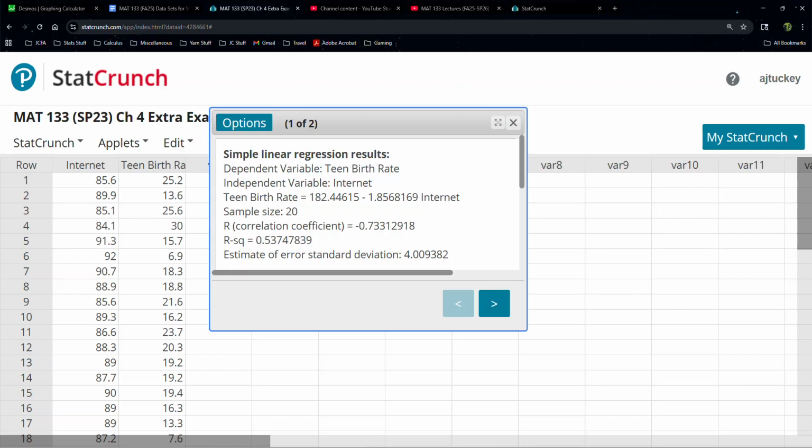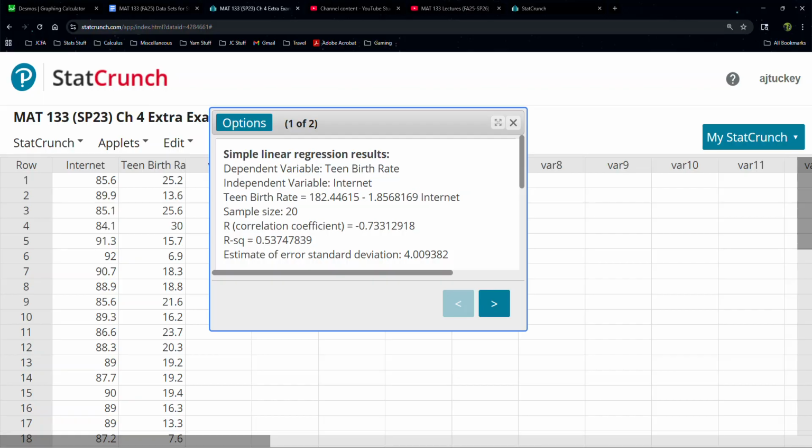Then we also know teen birth rate was the y, and teen birth rate is right here, so that's y. So y hat, for letter E, y hat is 182.446, take away 1.857 x, because there's a subtraction right there, and the x is the internet.